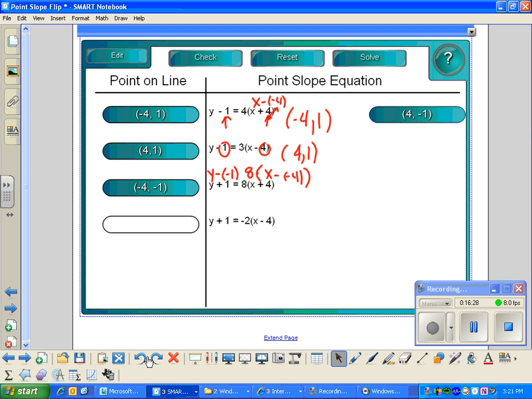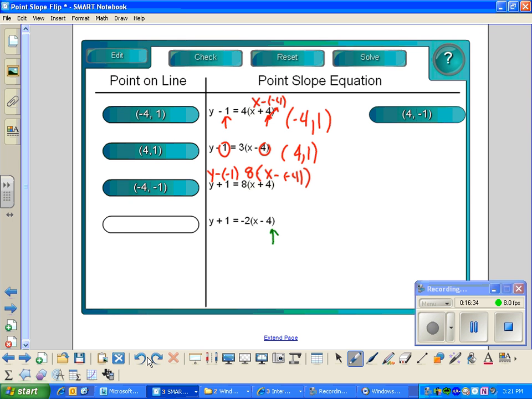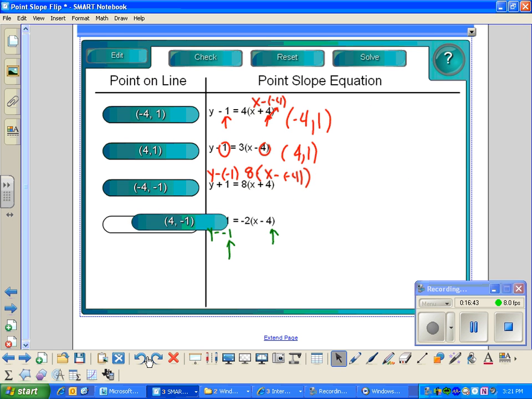What do you think the x value of the next ordered pair is going to be? You got it. 4. The y value is going to be? You got it. -1. 4, -1. Okay. Good job, guys.